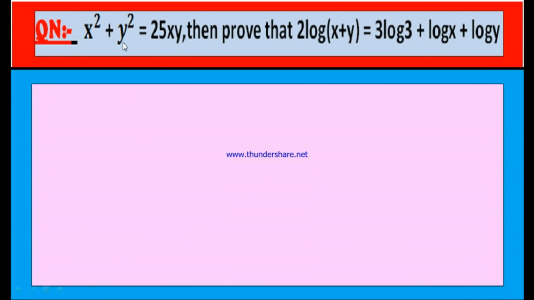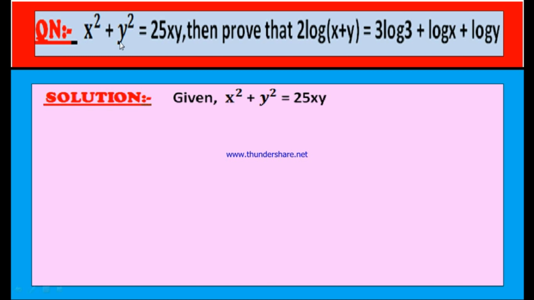If x square plus y square is equal to 25xy, then prove that 2 log of x plus y is equal to 3 log 3 plus log x plus log y. I shall repeat the question. If x square plus y square is equal to 25xy, then prove that 2 log of x plus y is equal to 3 log 3 plus log x plus log y. Now let us see the solution.